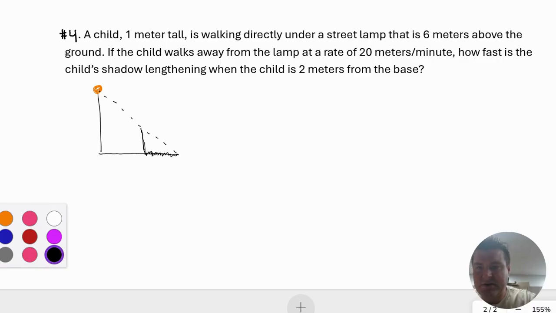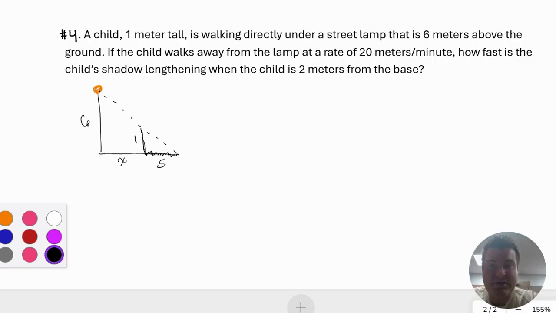Here's a child. So I'm going to use S for shadow. I'm going to use x for how far away the child is. This pole is always 6, never changing, so it's kept as a constant 6, and this child is also 1, also not changing. Technically the child's growing, but whatever. We'll just assume the child is staying 1 meter tall at that moment. And so now I need to find a way to relate all these things with my givens.